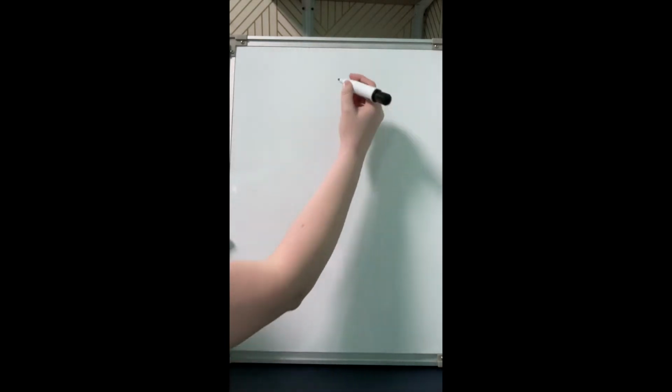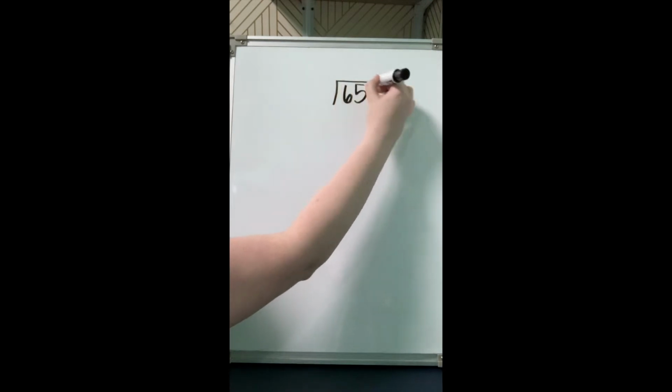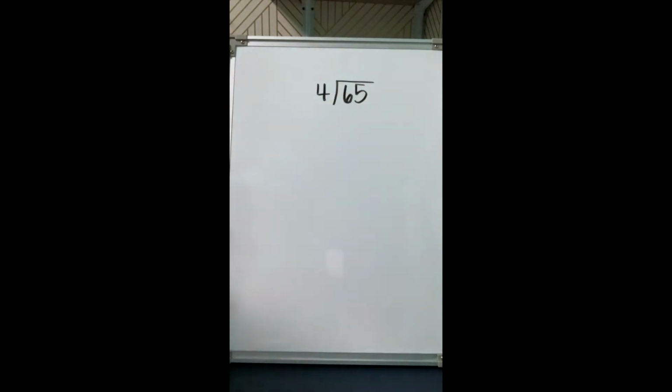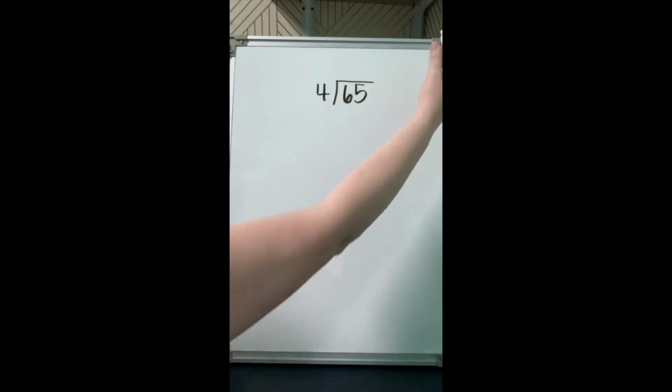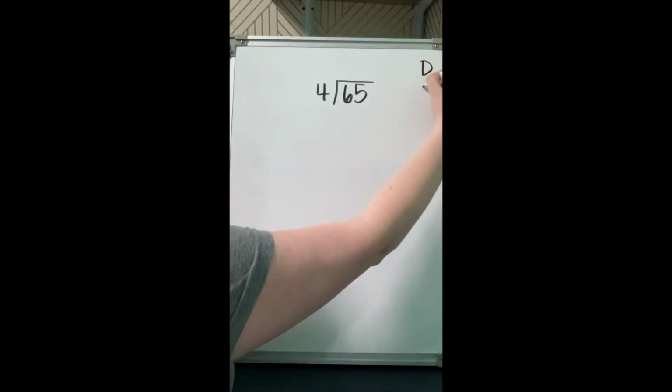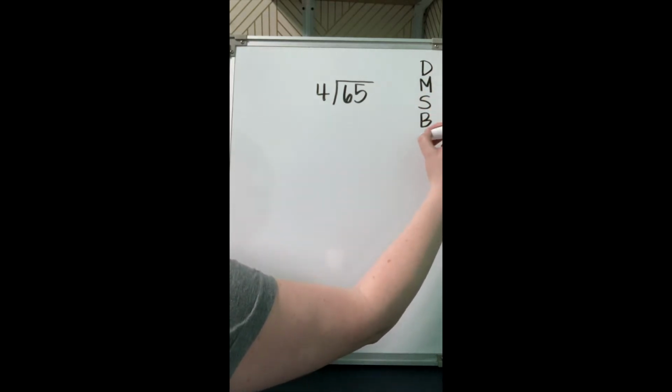Okay, I think you can see most of my whiteboard there. All right, cool. So let's start with a problem like 65 divided by 4. Just like we learned last week, we start with the first digit. We want to remember our lineup is divide, multiply, subtract, bring down, and then repeat.